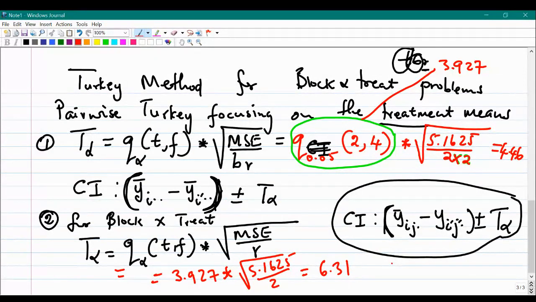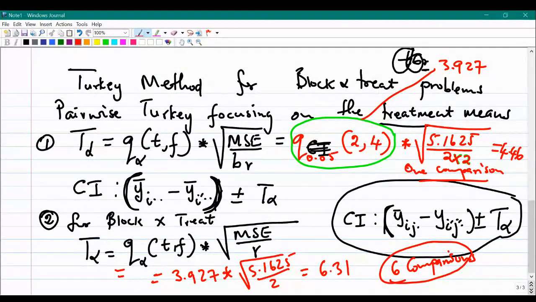So it means here you said we have 6 comparisons. You will do them. But with this one, we have only 1 comparison, isn't it? Because we have only 2 means. So you only compare the difference with 4.46. With the interaction part, it means you have those 6 comparisons. You'll do the mathematics there.